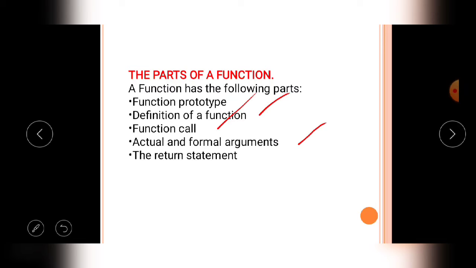So like this, there are two types of functions in the C program: the caller function, and the other one, the calling function.